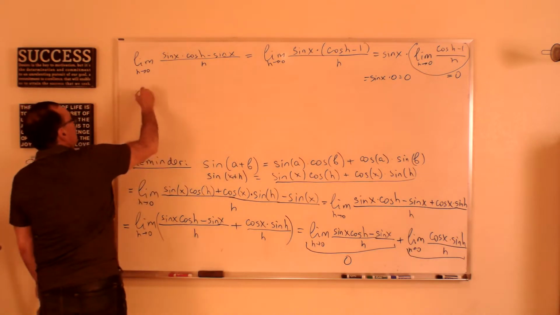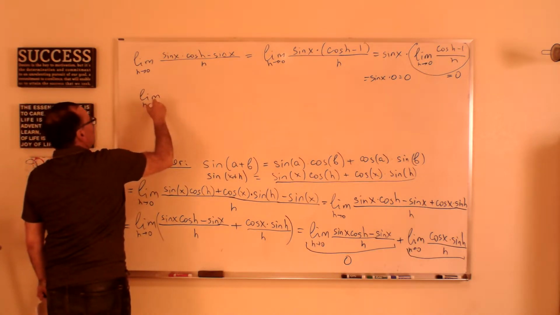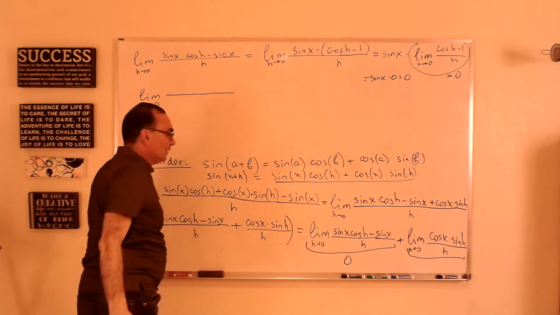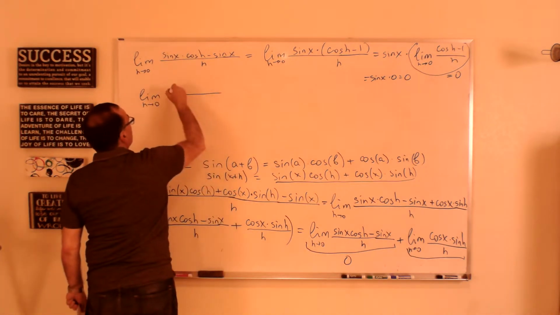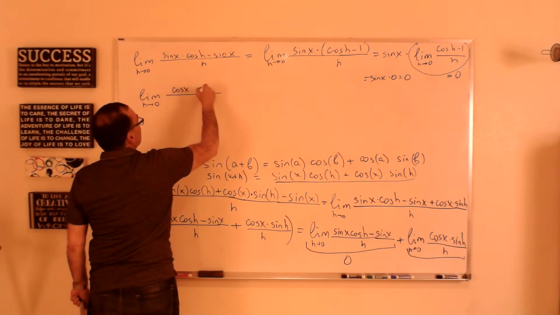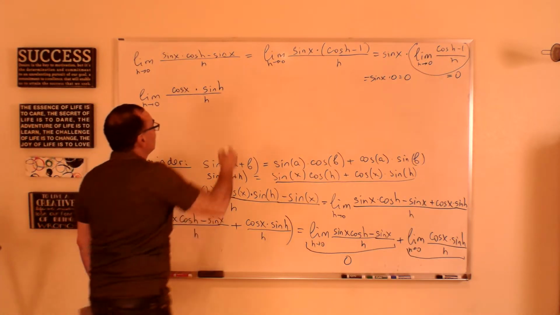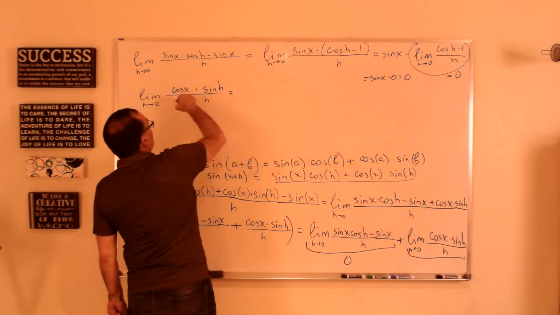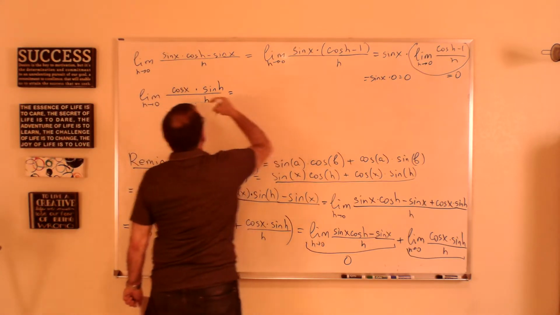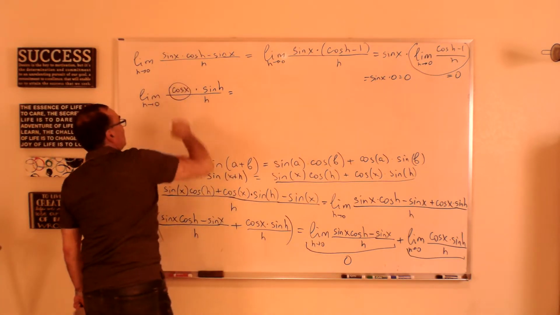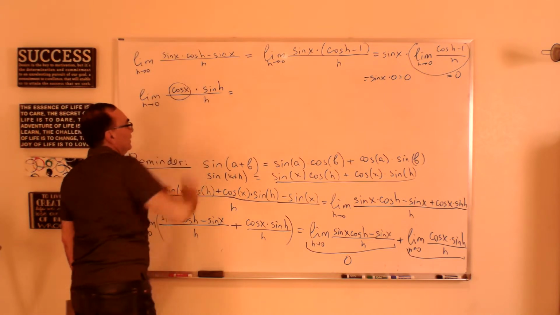Now let's calculate the second limit. Limit as h approaches 0 of cosine x times sine h over h. Again, I want to split it into two limits like this. So I first calculate limit of cosine x and then limit of sine h over h.